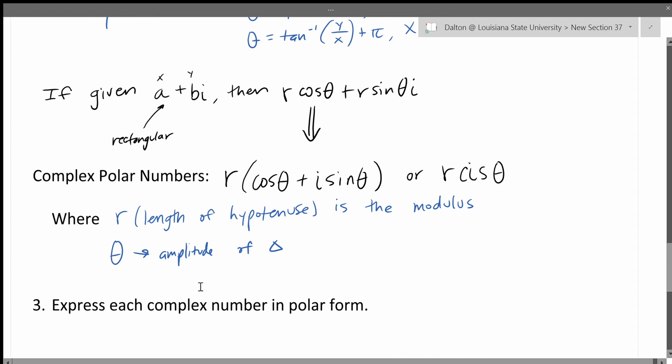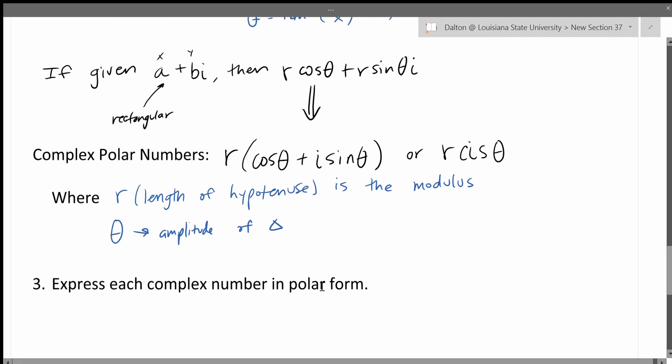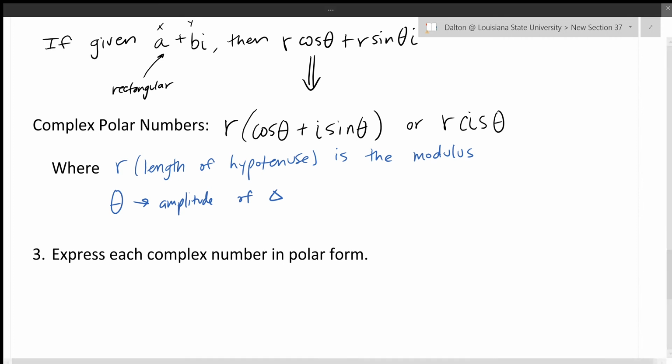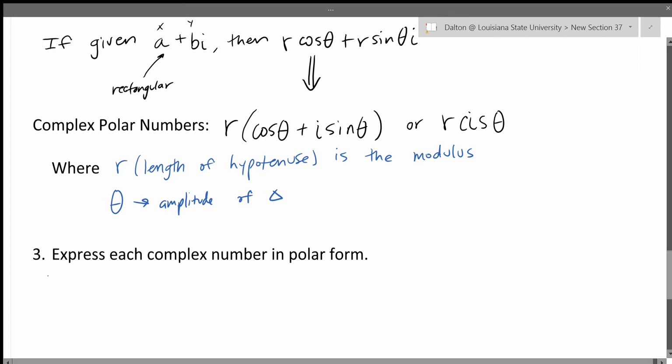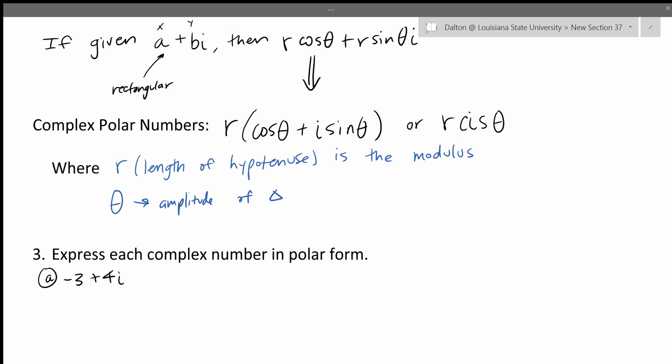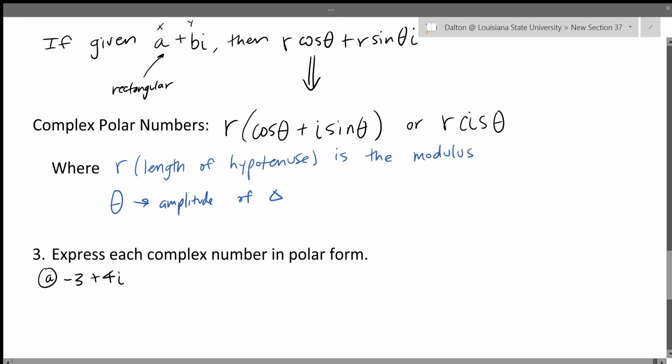Okay, so the types of questions that you're going to have that deal with this: if I ask you to express the complex number in the polar form. Your whole homework was essentially going back and forth between polar and rectangular, so this is going to be very, very similar to that. So first example, A, we'll do -3 plus 4i. I want you to express this in polar form, and if necessary, we're going to round our answer.